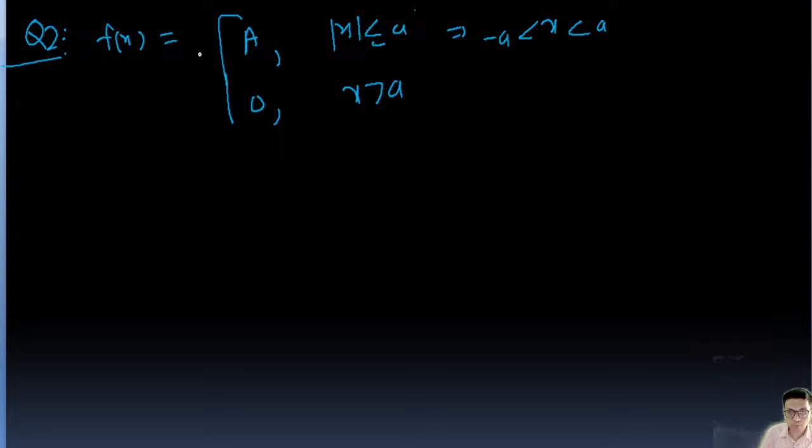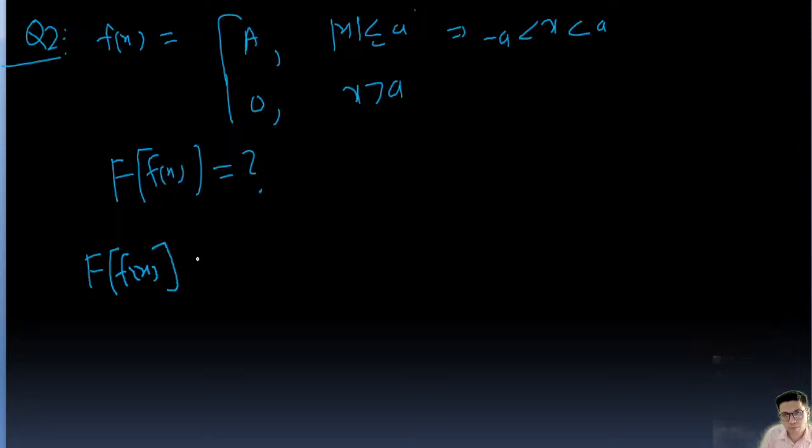Okay, so this is given. We need to find the Fourier transform of f(x). So I'll solve it now. The Fourier transform of f(x) is going to be this, we know the formula, right?